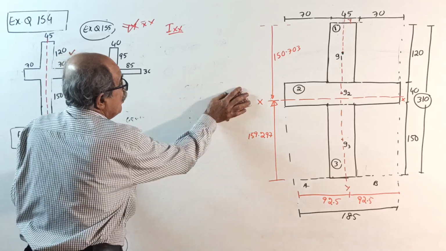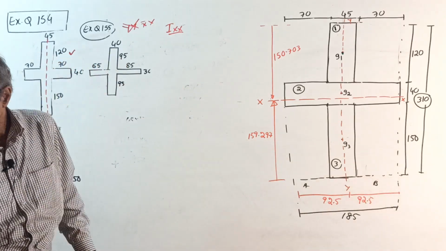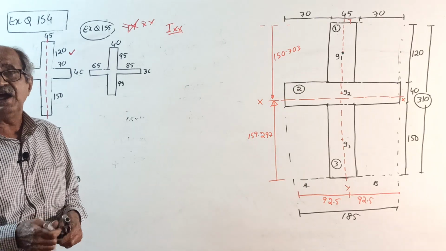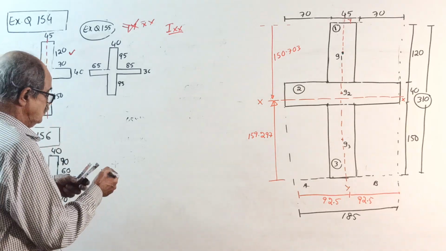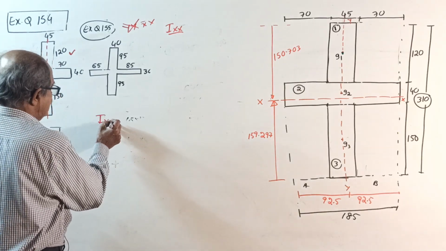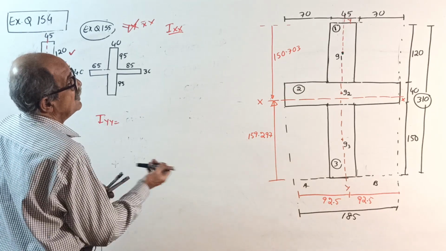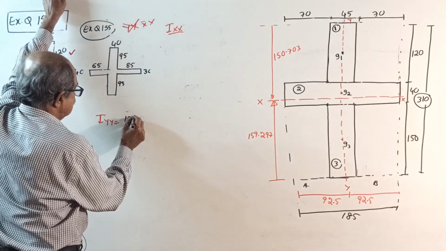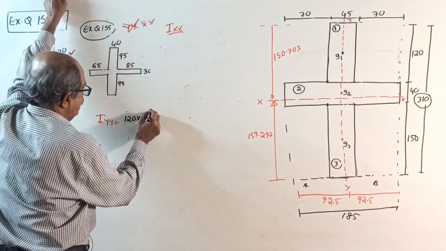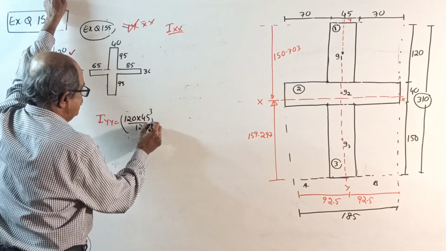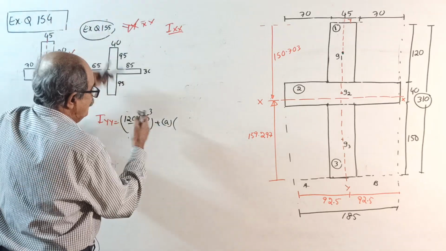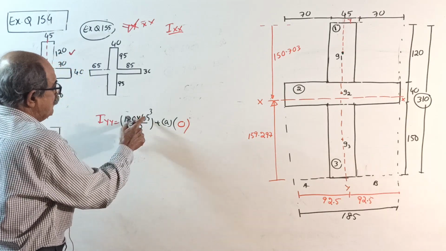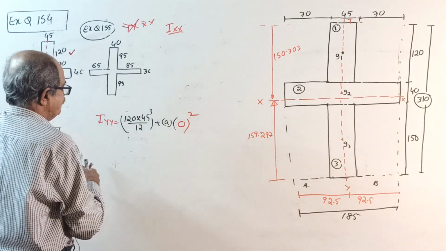As I told, for all the three parts, G1, G2, G3 all lie on the YY. So once you are writing IG plus A H square, H equal to 0. Okay, IYY. Start first one. 120 into 45 cube by 12, IG, plus area into 0 square. Why should I write the area? You write area, how much? 120 into 45, you write here, 0 square.